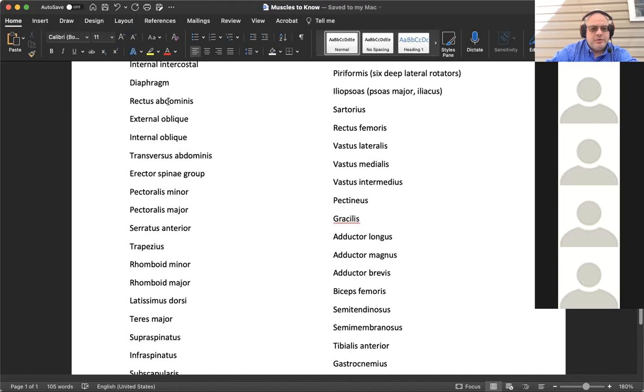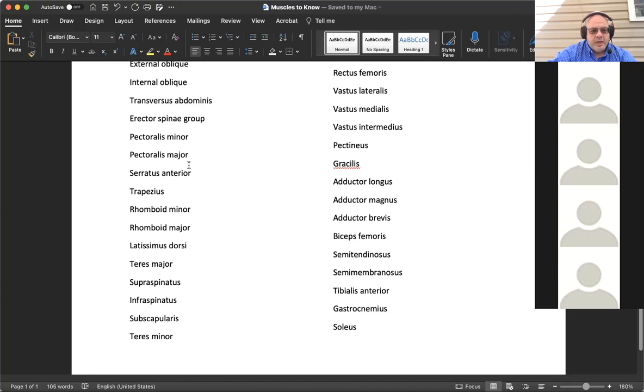Okay. So rectus abdominis, internal and external oblique, transversus. Those are the three layers of the abdomen. So we'll talk about those. The erector spinae group are a large back muscle group that has a lot of small subdivisions, but just know them as erector spinae. They keep your spine erect. All right. Pectoralis minor and major, those chest muscles. Serratus anterior acts on the scapula.